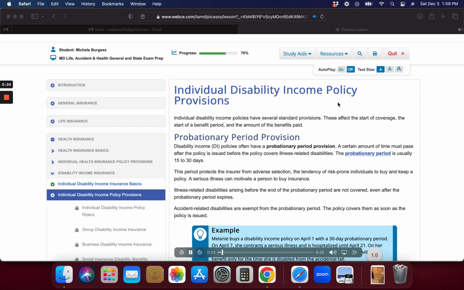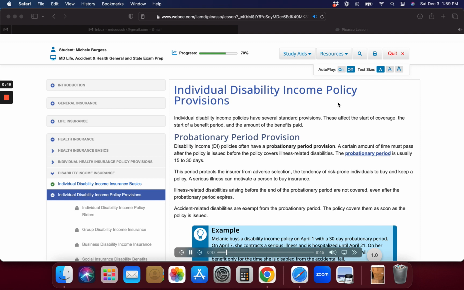A certain amount of time must pass after the policy is issued before the policy covers illness-related disabilities. The probationary period is usually 15 to 30 days. This period protects the insurer from adverse selection, the tendency of risk-prone individuals to buy and keep a policy. A serious illness can motivate a person to buy insurance.